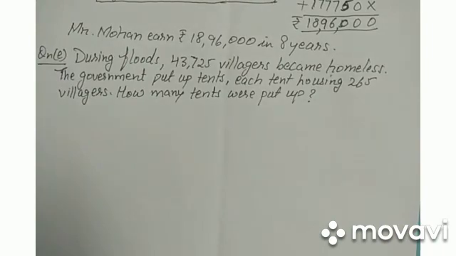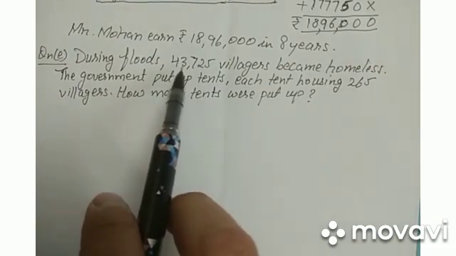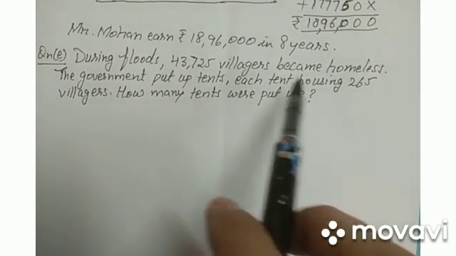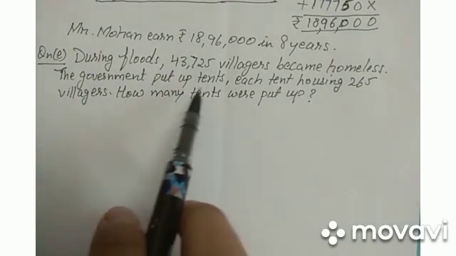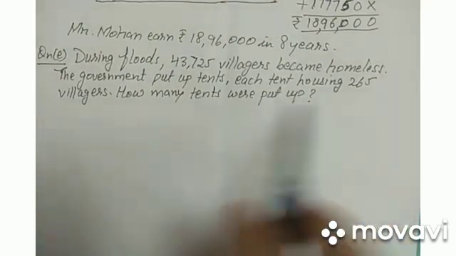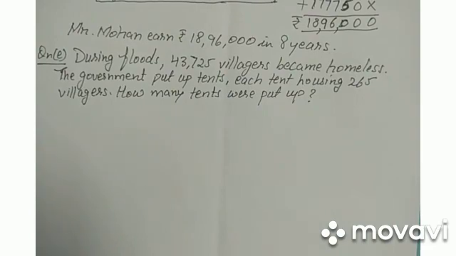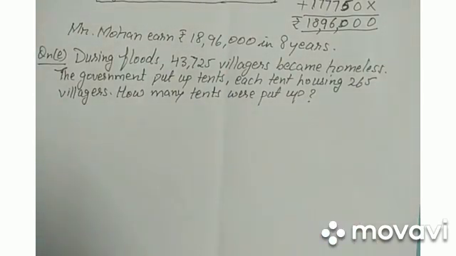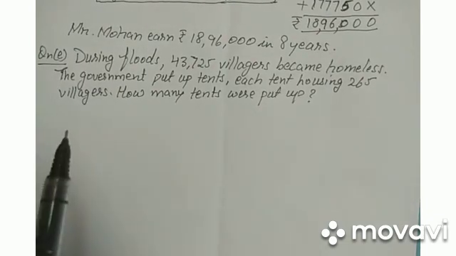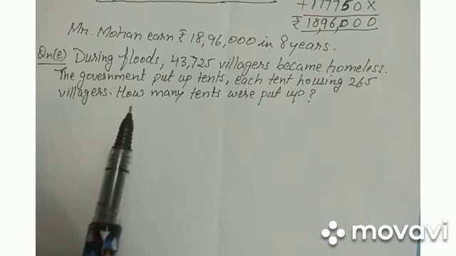Now try to understand this question. During a flood, 43,725 villagers became homeless. And the government put up tents, each tent housing 265 villagers. How many tents were put up? Now that formula, 1 to many and many to 1, will not work here.